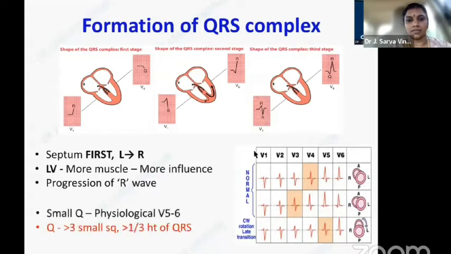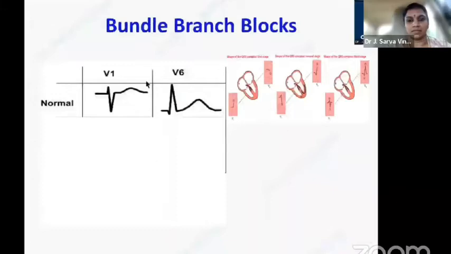So the small Q in V5 and V6 is physiological. When do we term it as pathological? We term it as pathological when the duration occupied by the Q is more than three small squares, or when the height is more than one third of the QRS complex. So as we saw, this is how the normal QRS complex is generated.